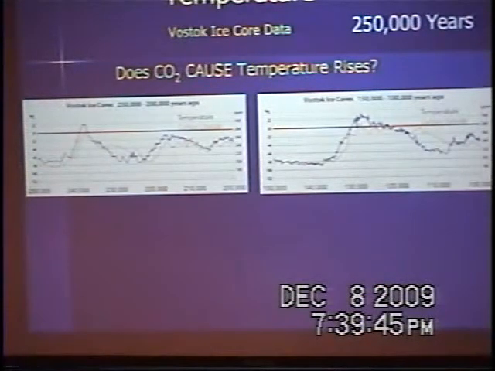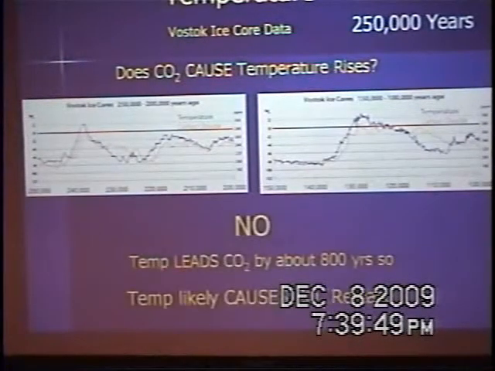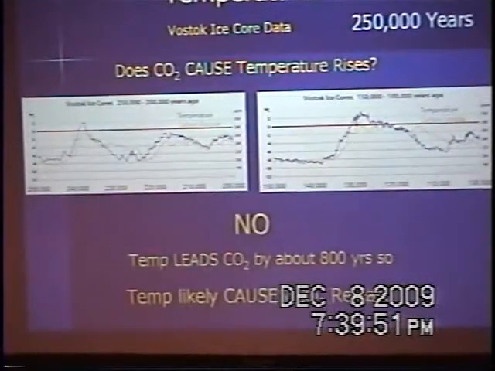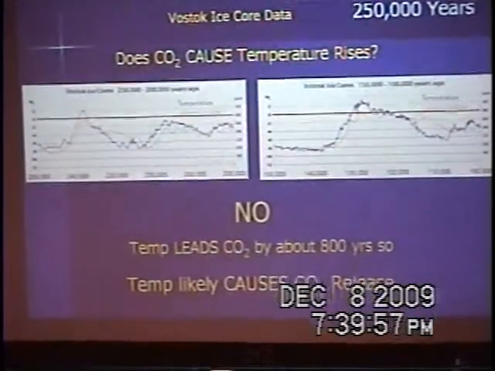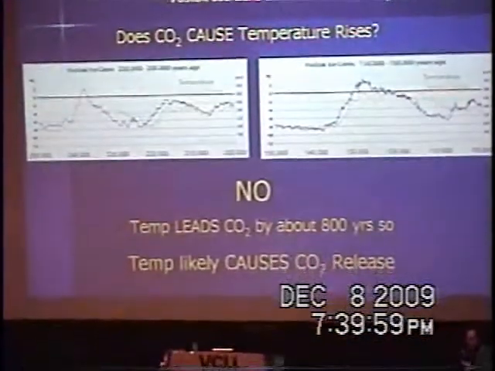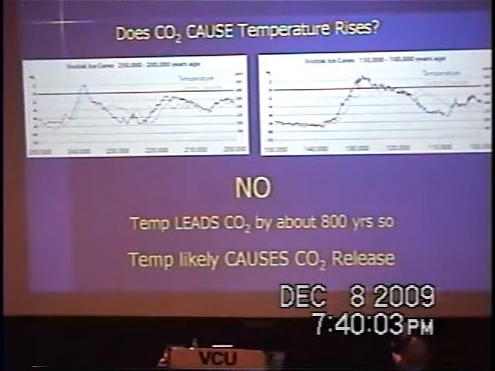So do we have correlation there? No. Temperature leads carbon dioxide by about 800 years. So therefore, what is likely happening is that the temperature is causing the carbon dioxide release, not the other way around. Right? And how do you explain that physically? How does physical science explain that?